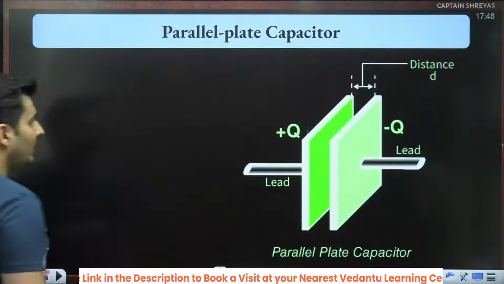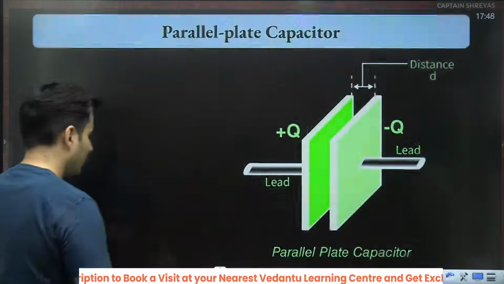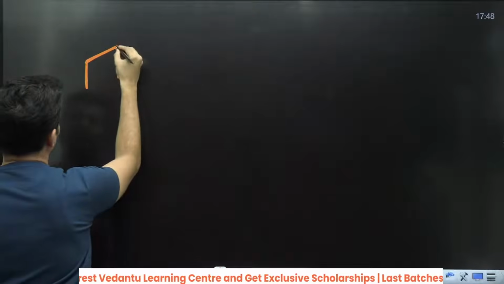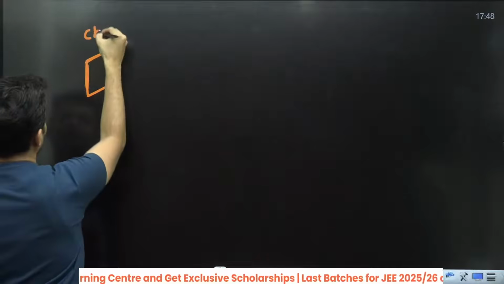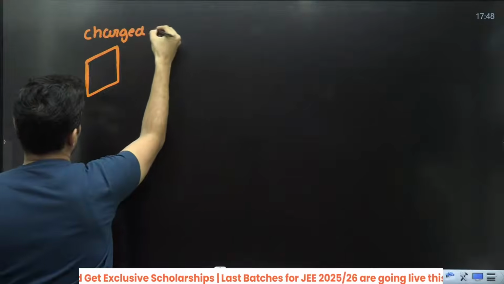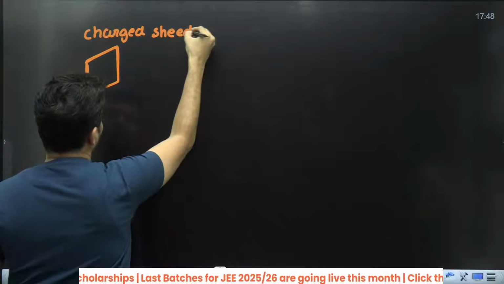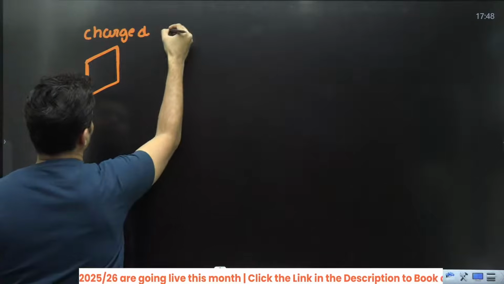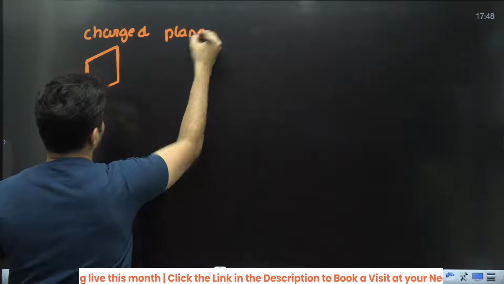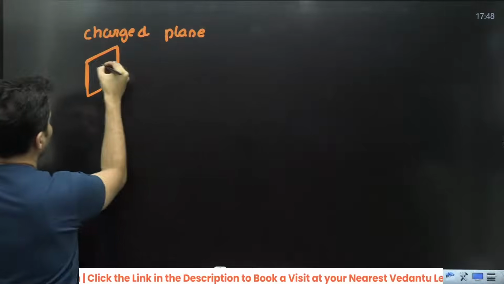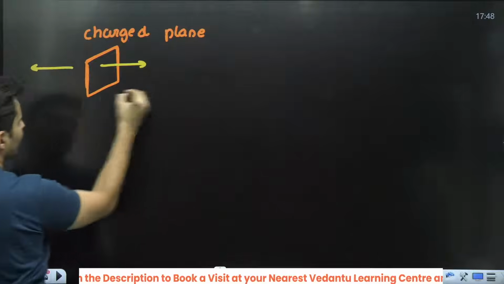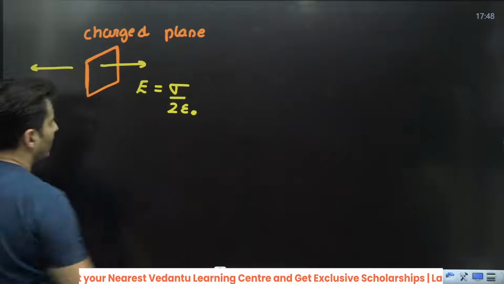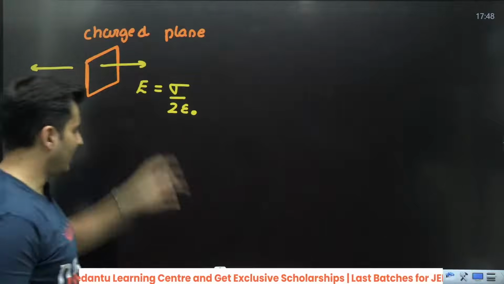First of all, let me recollect this formula. When you have a charged sheet, a charged plane, then the electric field goes here also, and it goes here also, and that electric field is given by sigma by 2 epsilon naught. Why the 2? Because it is going two sides.